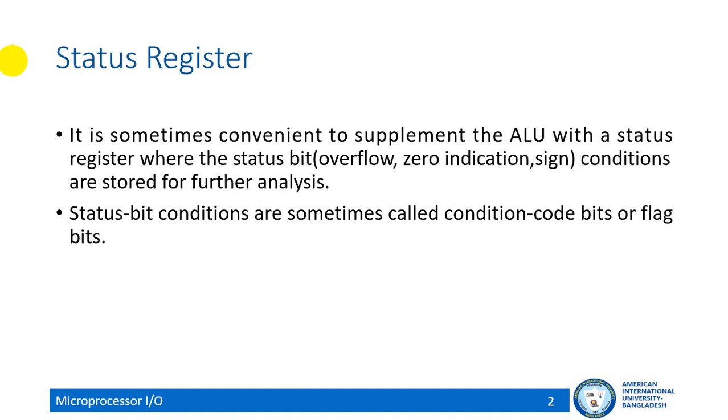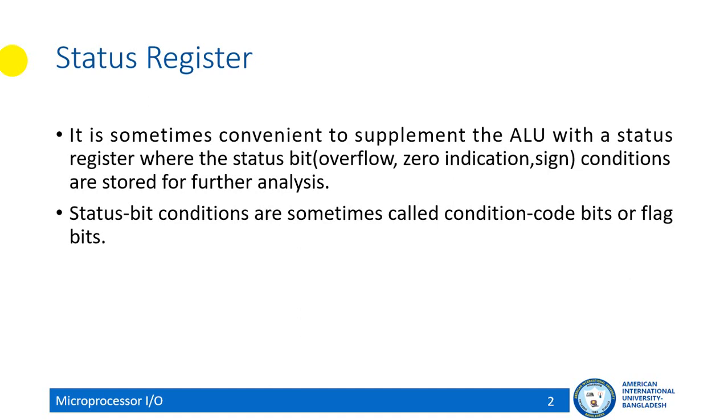Let's say zero indication. Suppose you have done addition or subtraction and the result is 0. By checking the zero bit, we can tell that the result is 0. Then the sign bit. Suppose you have done addition or subtraction; how can you understand that the number is negative? By checking the sign bit. So this status register is very important.